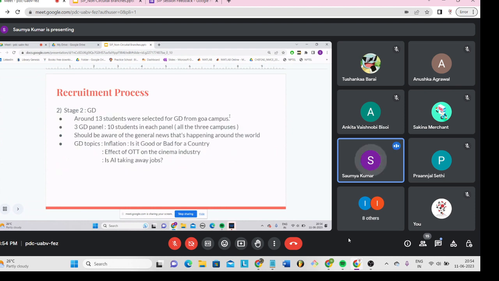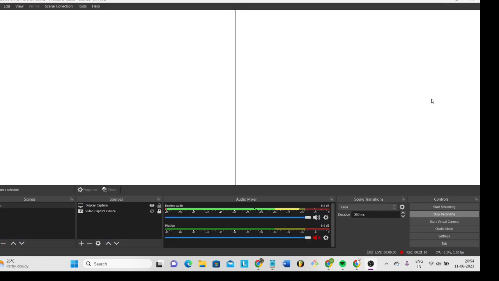After that, the second round was the GD. Around 13 students were selected for the GD from the Goa campus. On the 11th of August, they conducted our GD in the morning, like 11 or something.